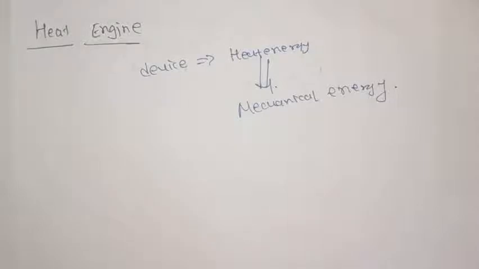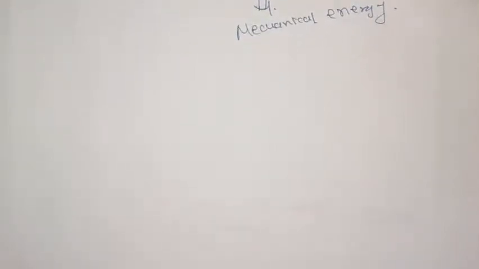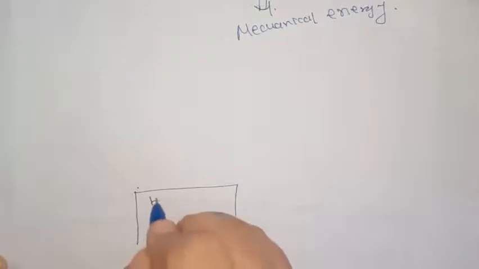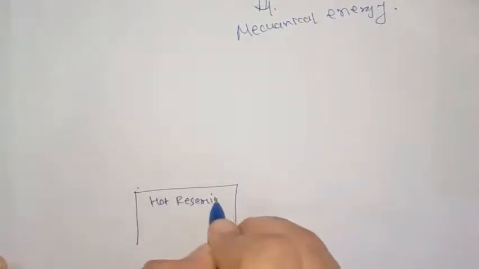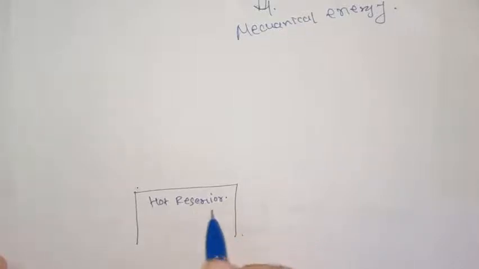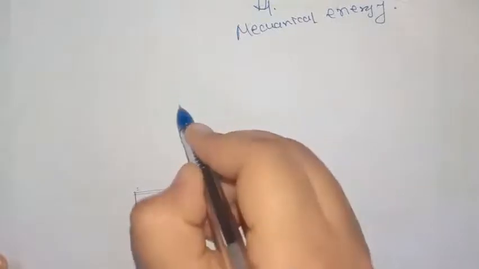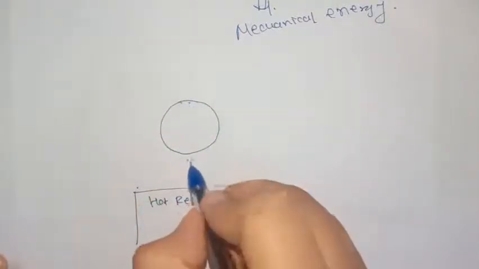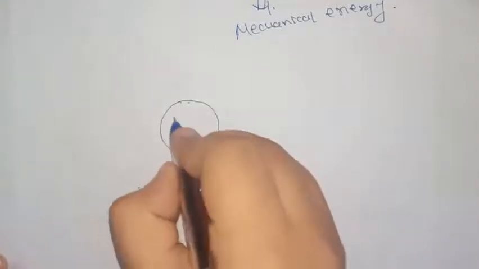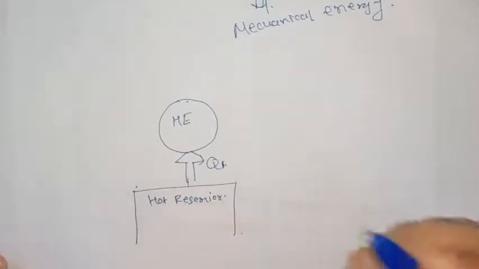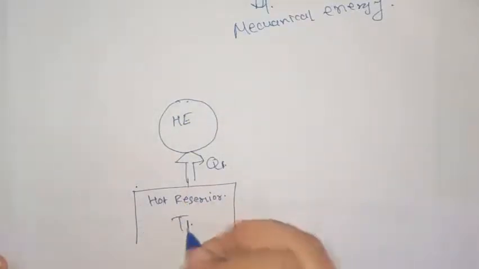So let us understand the heat engine. First, let us draw the schematic diagram for the heat engine. While understanding the heat engine, we will keep this at the back of our mind that we are considering the engine of a car or bike or any vehicle. So that will be a hot reservoir. You can understand it as your fuel tank in which the combustion will take place. Due to that combustion, some of the heat will be given to the heat engine. Let's say Q1 amount of heat is given. This hot reservoir is at temperature T1.